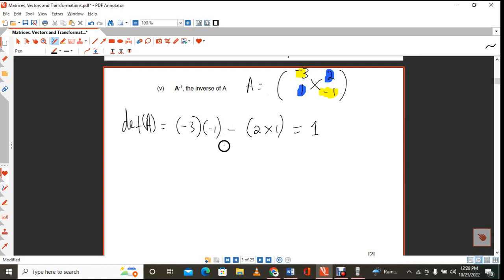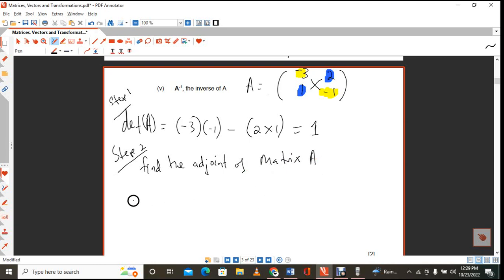That is the determinant. Right. So that was step 1. Step 2, you're going to find what we call the adjoint of the matrix. Okay, you don't have to worry about the terminology of matrix A.